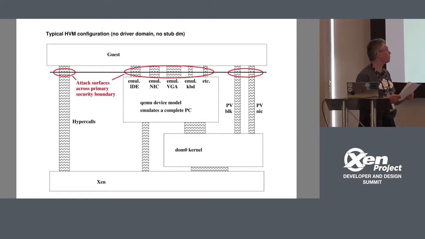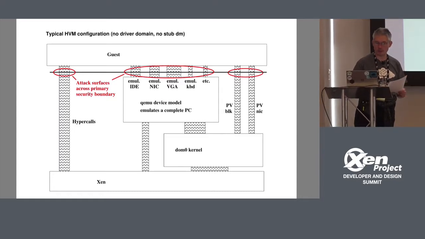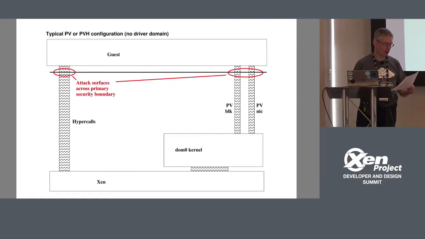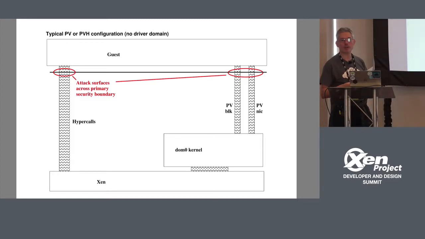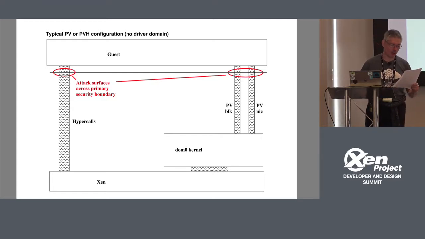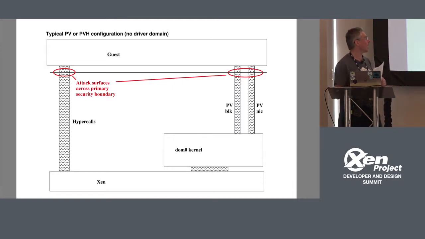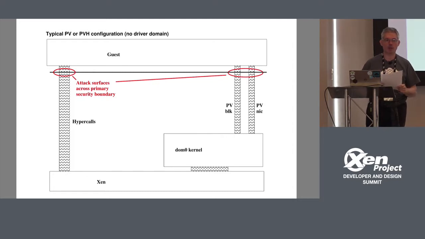Now we have a number of strategies to deal with this kind of problem. The most obvious one is don't use HVM. HVM is not only less secure, it's also much more complicated. So if you can, use PV or PVH, and then QEMU just disappears, at least as the system emulation part does, and so you don't need to concern yourself with this.